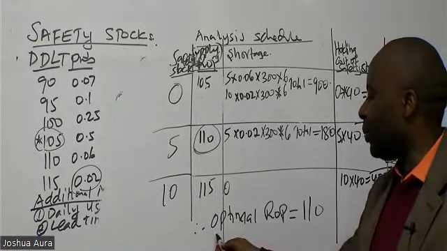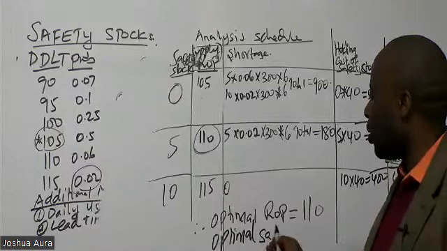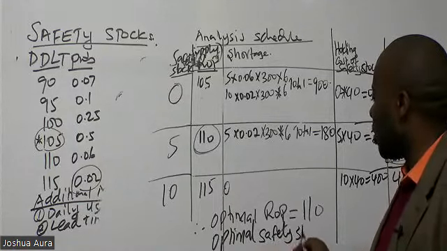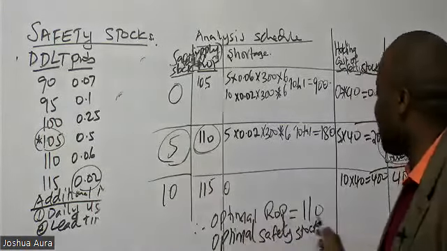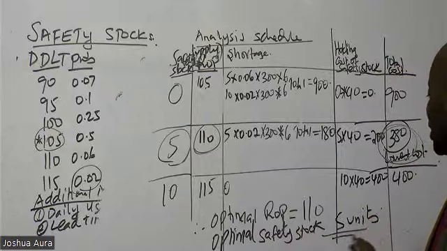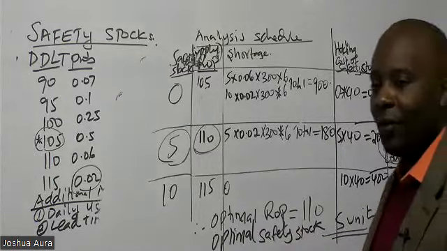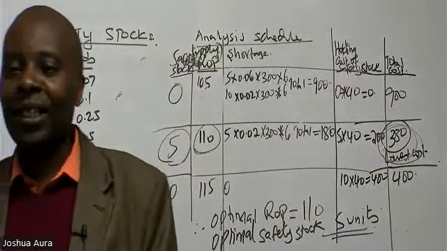And then we have the optimal safety stock, which corresponds with this, and it is 5 units. The optimal safety stock is 5 units like that.